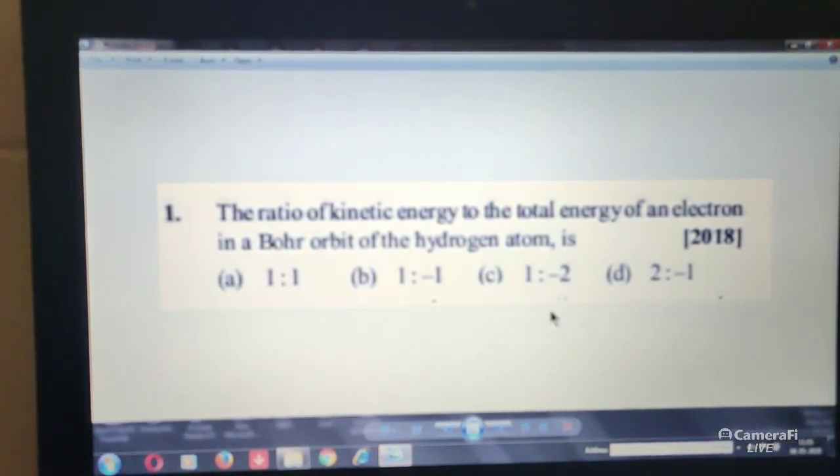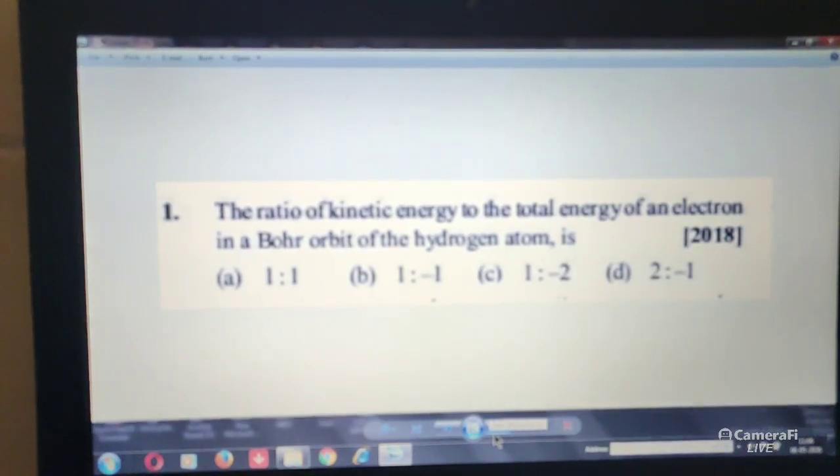So, this is the first question, asked in 2018. The ratio of kinetic energy to the total energy of electron. Actually, this is a very easy question. Within 10 seconds you can answer it, if you know the direct answer. So easily we can say. But anyhow, I will explain the theory part a little bit.